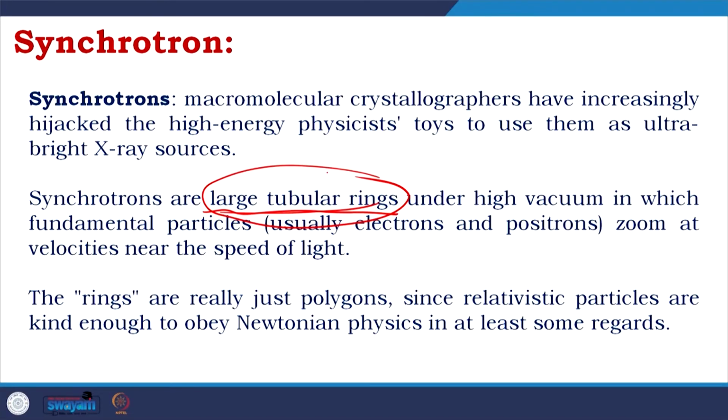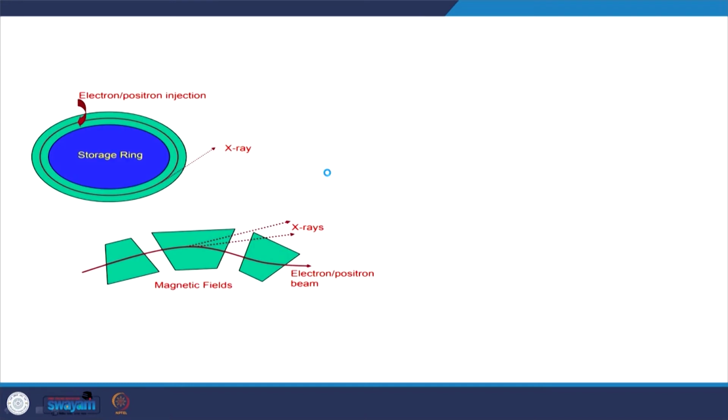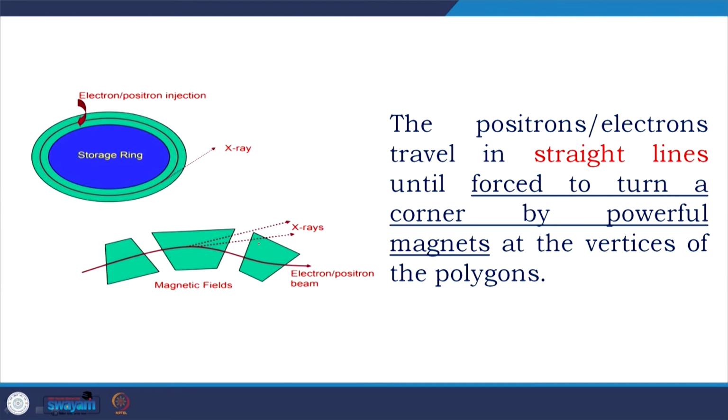The rings are really just polygons, since relativistic particles are kind enough to obey Newtonian physics in at least some regards. Why? So, electrons and positrons are not going to be in a perfect ring, rather it is a broken ring where the magnetic fields are, and X-rays come out through windows. The positrons and electrons travel in straight lines until forced to turn a corner by powerful magnets, and those corners are actually called windows.